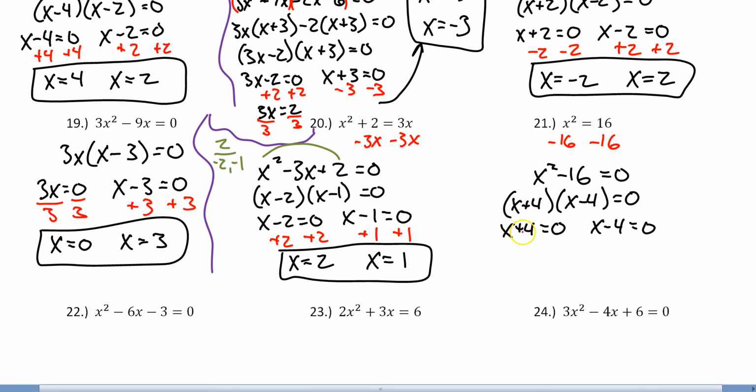At the first one, I'm going to go ahead and subtract the 4 from each side. So I end up with x equals a negative 4. The next one, I've got to add that 4 to each side. So I end up with x equals a positive 4. And that's it.